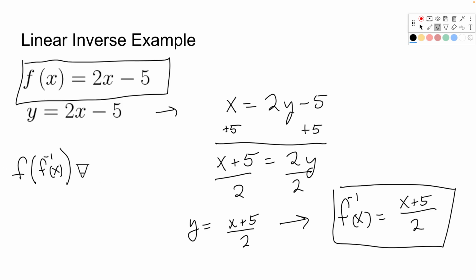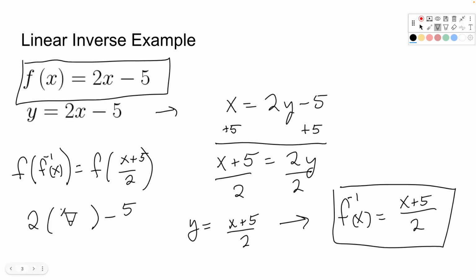So let's try this here. The f inverse is going to be x plus 5 over 2, right? The f function is 2x minus 5. I plug the x plus 5 over 2 into here. And now I simplify. 2 divided by 2 is 1. So I get x plus 5 minus 5. Well, 5 minus 5 is 0. X plus 0 is still x.